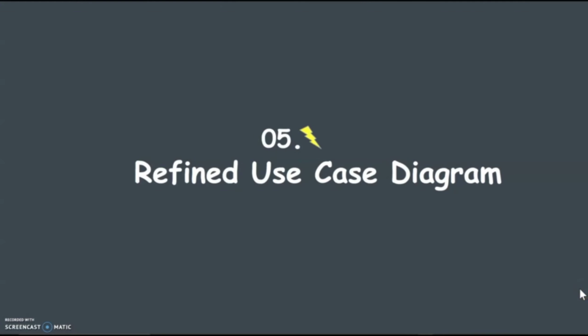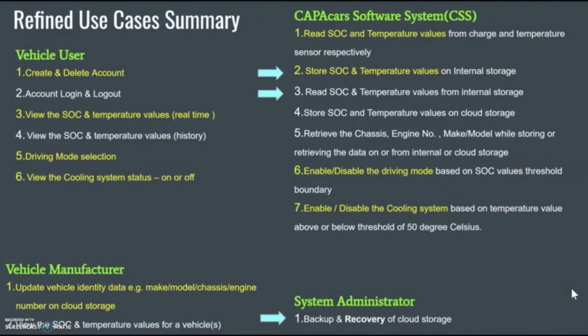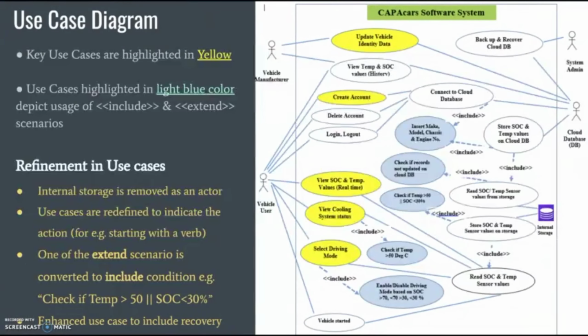Now myself, Ainesh, is going to cover refined use cases and sequence diagram. This slide captures the summary of total 16 use cases for our CSS system. The use cases which have been refined are marked with an arrow against them. This slide captures the key use cases which have been highlighted in yellow. The use cases highlighted in light blue color indicate the usage of include scenarios.